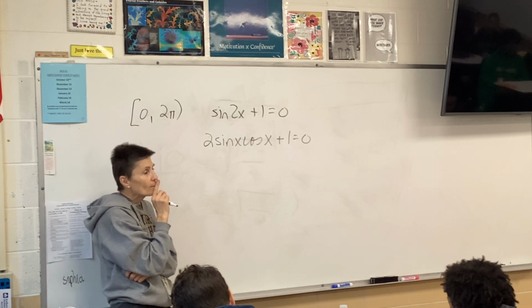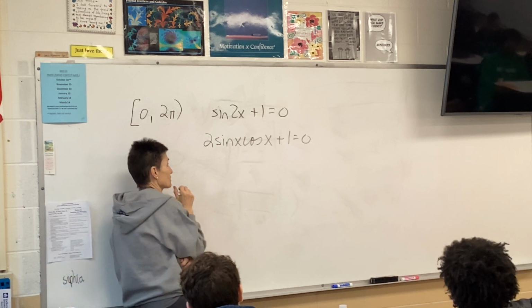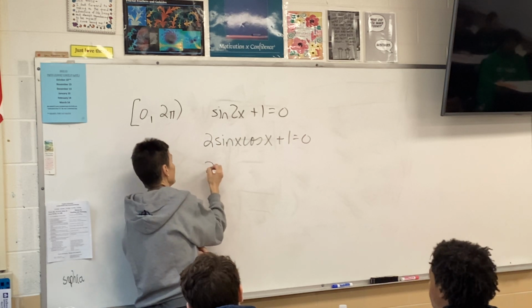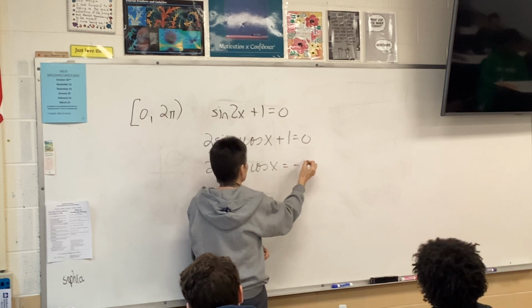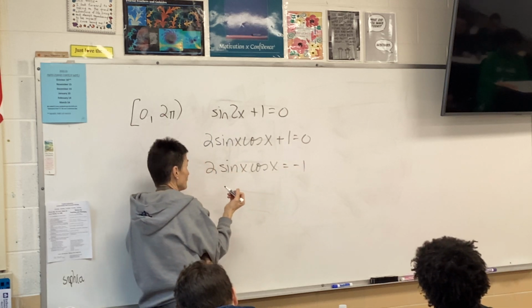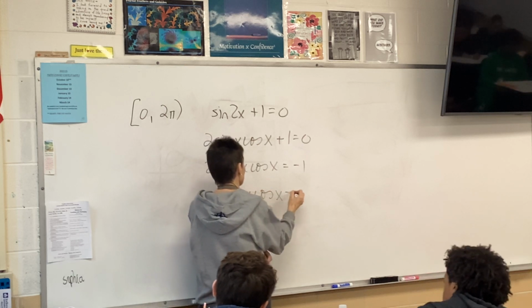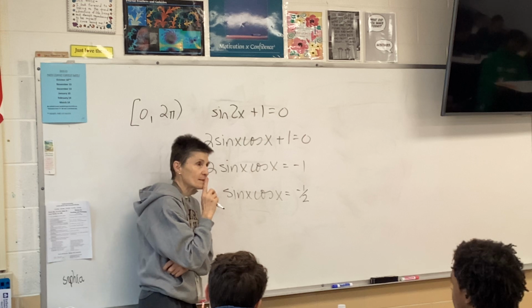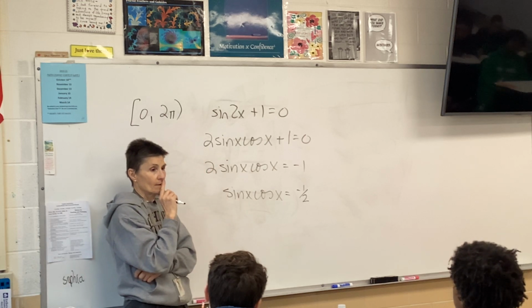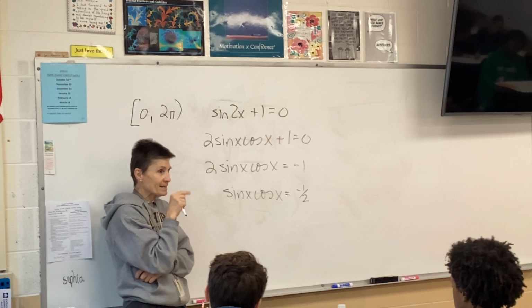Because why? So we could subtract the 1. I mean, I don't know what you want me to do. We could subtract the 1. We could divide by 2. Those things are perfectly legit. But you see what the problem is? There's like 2 variables, and it's not equal to 0.